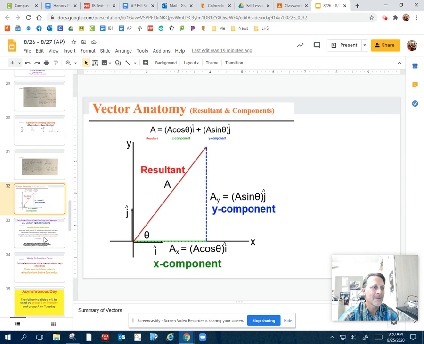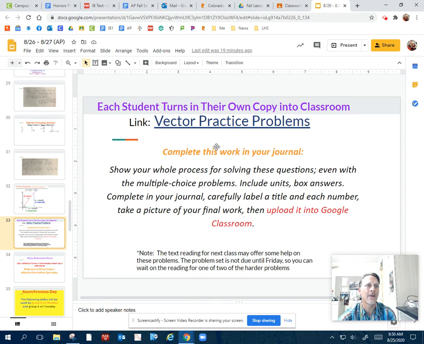Okay, and then I've got the vector practice problems here to practice with right after you're done. This one here is going to be done on your own. You can use partners to help you, but everybody needs to turn in their own. You're going to do all your work in your journal with this, label the title carefully, label all the numbers carefully, and then you're going to turn this in by way of Google Classroom.